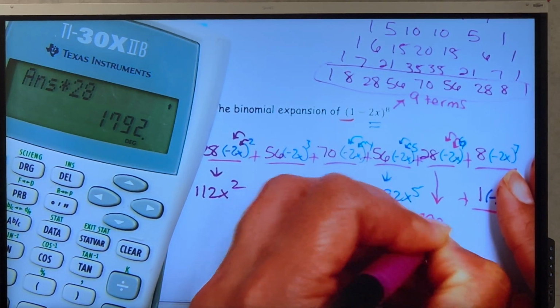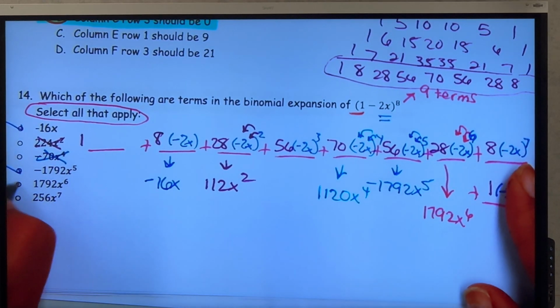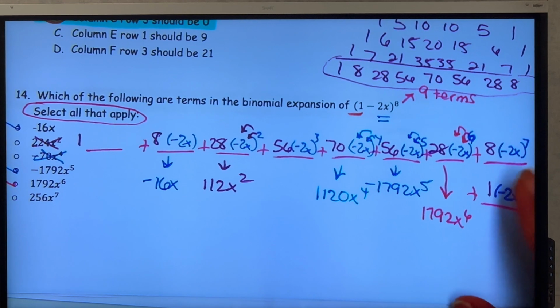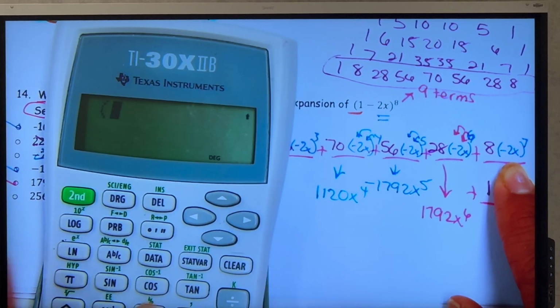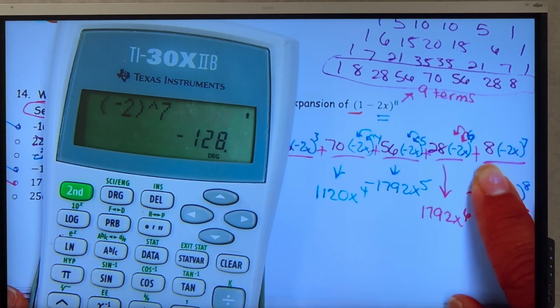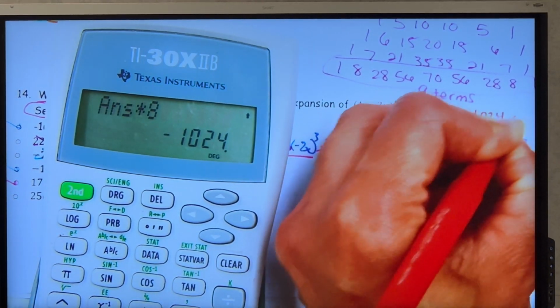So that would be 1792x to the 6th. Is that what we have listed there? Yes, it is. So check. And then we just need to check the x to the 7th term. So 8 times negative 2x to the 7th. So negative 2 is being raised to an odd power. So that means it should be negative, and it is. And we have to multiply that by 8. And we're getting negative 1,024. So this one is negative 1024x to the 7th.